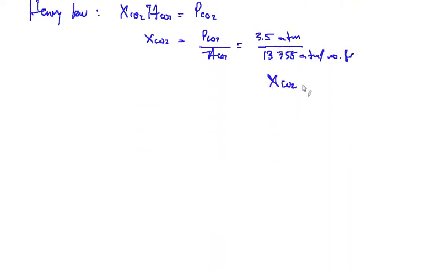X CO2 shall be 2.58 times 10 to the minus 4 mole of CO2 per mole of mixture. So I got this. Now let's find how much moles do we have in that volume. So volume was 0.355 liters.